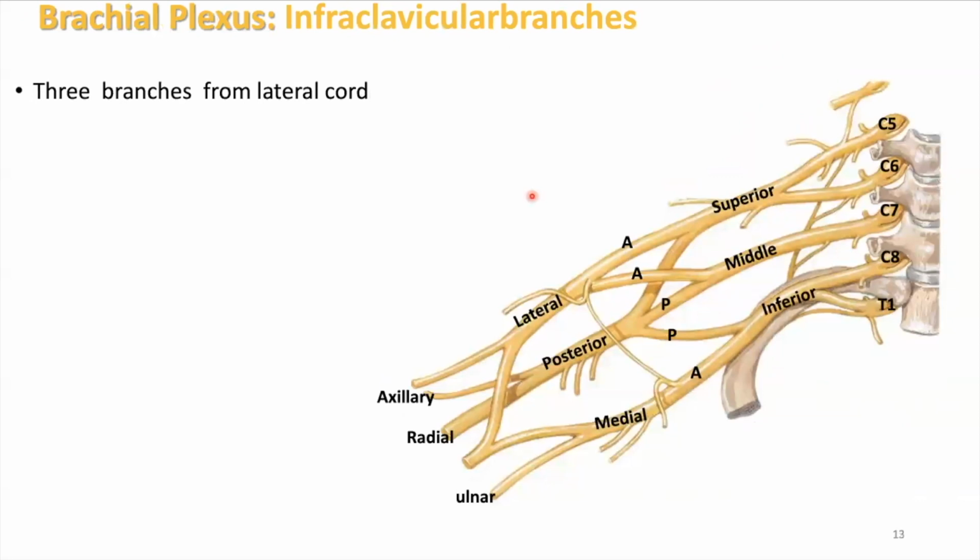And when we see the infraclavicular branches, in addition to the terminal branches, brachial plexus has side branches. The lateral cord gives three branches: two terminal branches and one side branch. It gives a lateral pectoral nerve, musculocutaneous nerve, and part of median nerve. Musculocutaneous and median are terminal branches, but lateral pectoral is a side branch from the lateral cord.